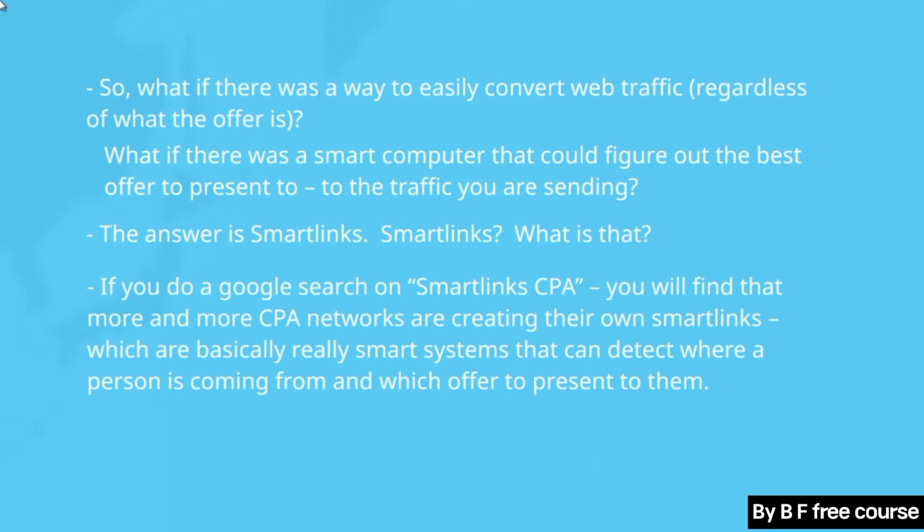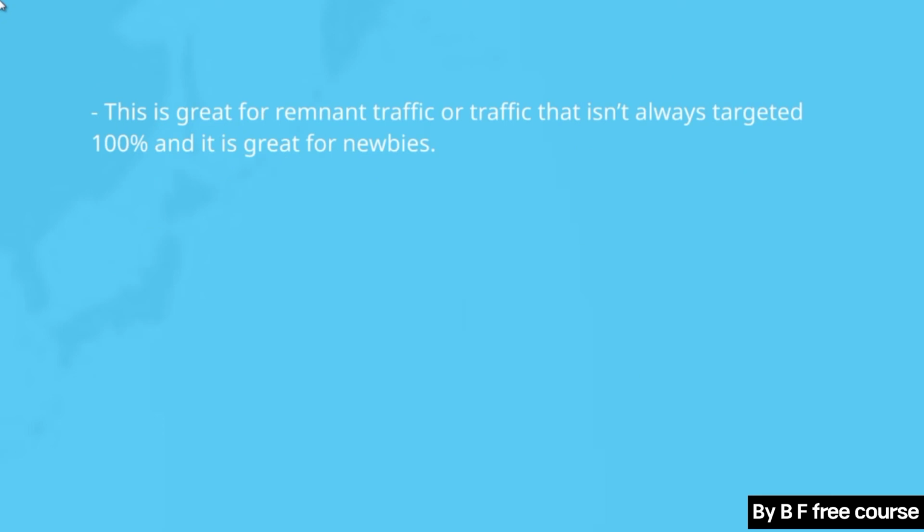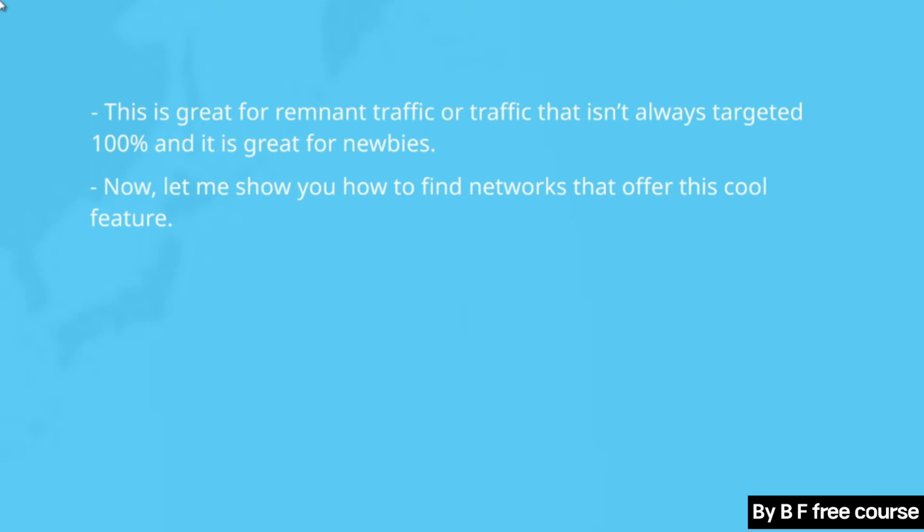In fact, we've recently started promoting smart links, and we found that we get more conversions promoting a smart link versus promoting a specific offer, which is really interesting. So you're basically allowing the artificial intelligence or the computer to figure that out. Now, this is great for what we call remnant traffic, or traffic that isn't necessarily targeted 100%, but this is great for newbies. All right.